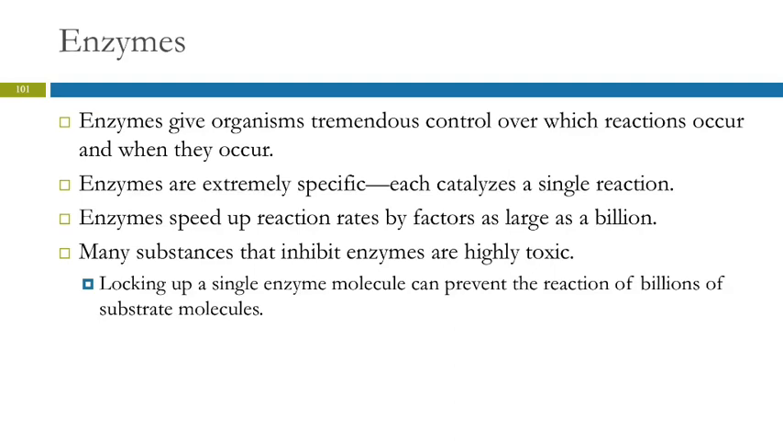There are substances that can inhibit enzymes, and they'll do that by blocking that active site, and then the enzyme can't work anymore. Substances that inhibit enzymes can be very, very toxic. It's a lot of what insecticides are. They will inhibit an essential enzyme in the insect, and then the insect dies because an important reaction can't happen. You lock up a single enzyme molecule that can prevent the reaction of billions of substrate molecules. So it's not like you have to go in and destroy all the substrates. You just have to destroy this gate, this enzyme.